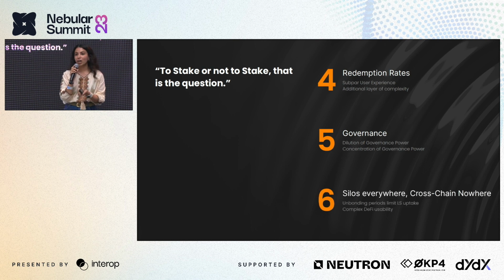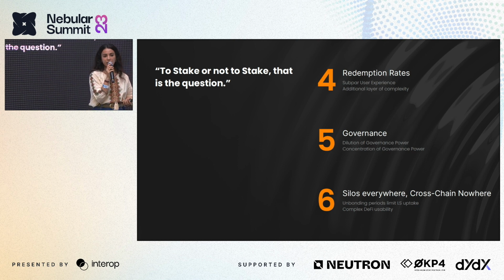Now, the final challenge that I'd like to bring forward is silos everywhere, cross-chain nowhere. Again, this is just a very dramatic way of saying that we need to focus more on an interchain user experience for users in Cosmos. For example, the unbonding periods are really limiting the uptake of liquid staking in Cosmos.